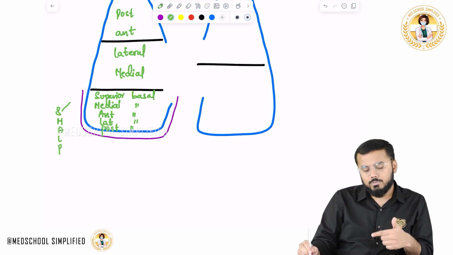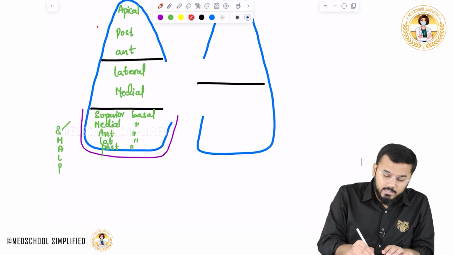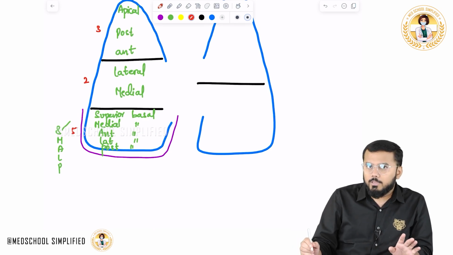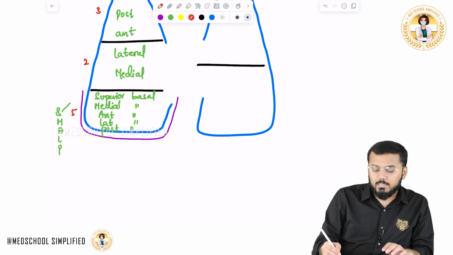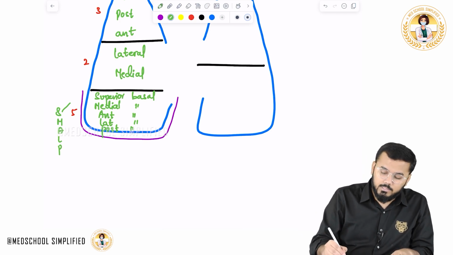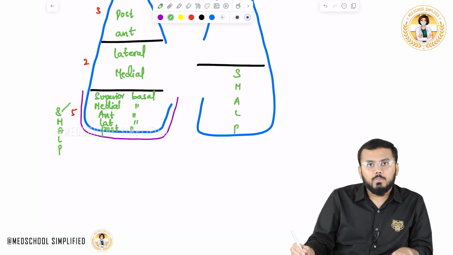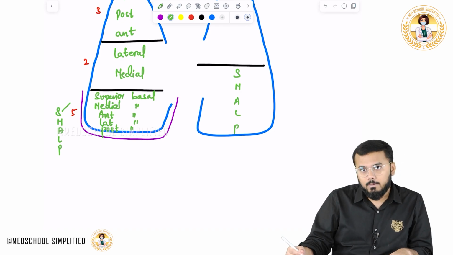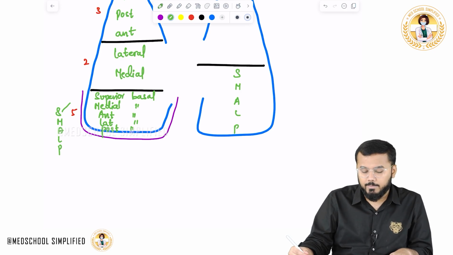So how many basals we have got? Superior, medial, anterior, lateral and posterior. How many here? 5. So here how many are there? 3. Here we have got 2. Here we have got 5. Now what I am telling you is, all those 5 which you have written down, copy and paste these 5 here, which means SMALP. Left superior basal, left medial basal, left anterior basal, left lateral basal and left posterior basal.